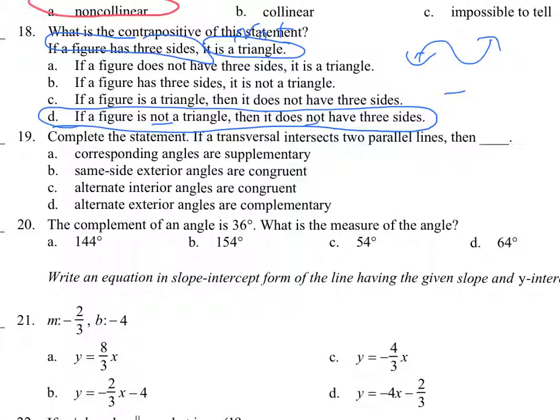Complete the statement. If a transversal intersects 2 parallel lines, then remember, complementary, none of the angles are going to be complementary in this situation. They're either congruent or supplementary. Corresponding angles are always congruent, not supplementary. Same side exterior, those are not congruent. Those actually end up being supplementary. Alternate interior angles are congruent. These angles are congruent, so the answer is C.